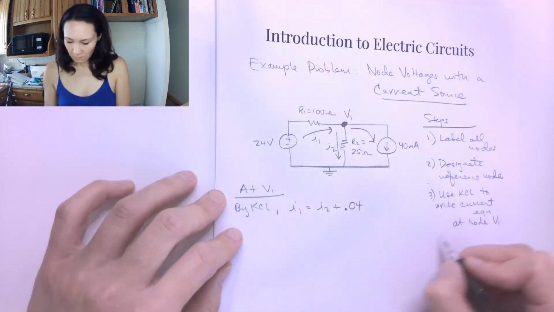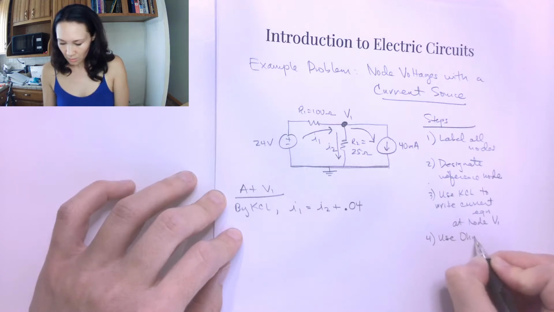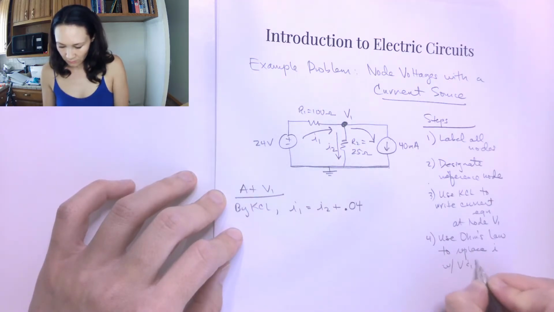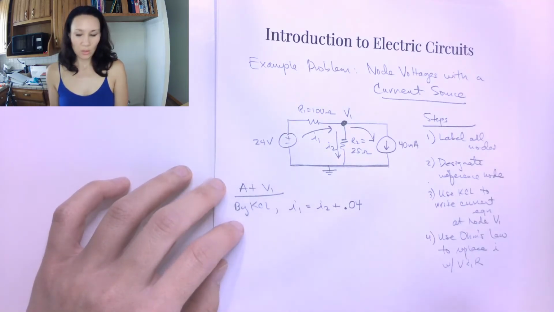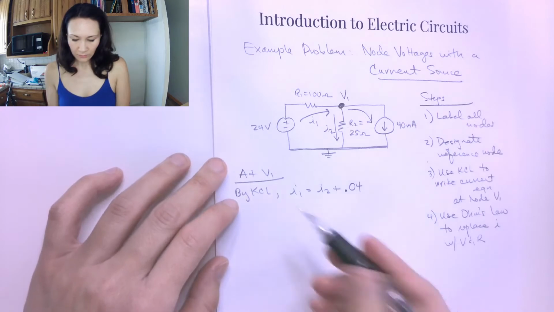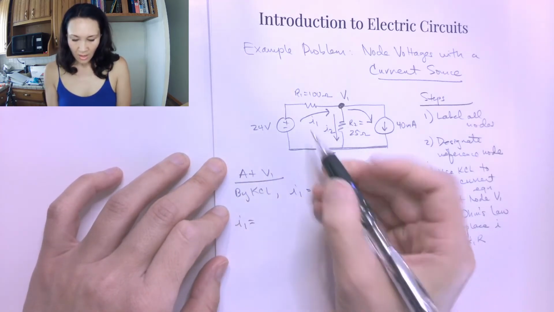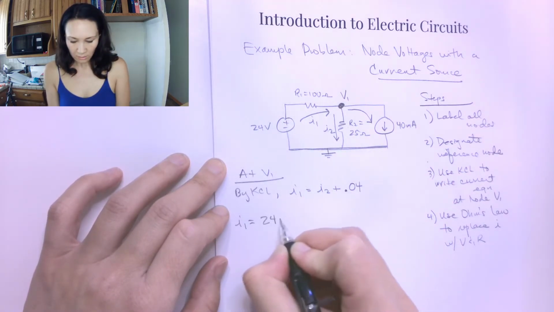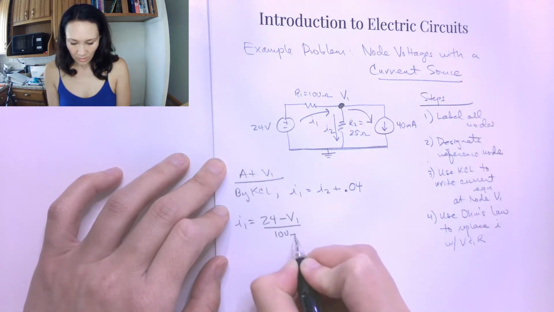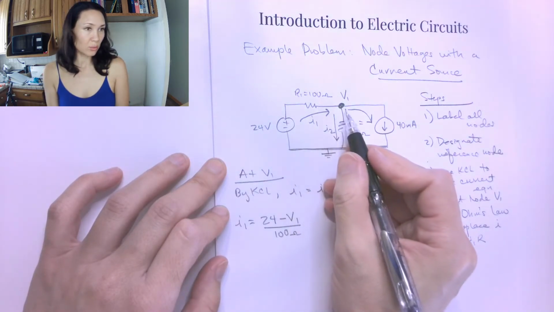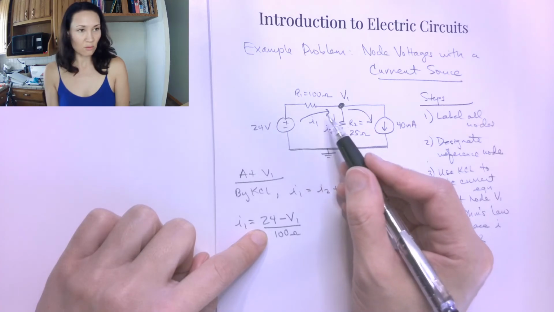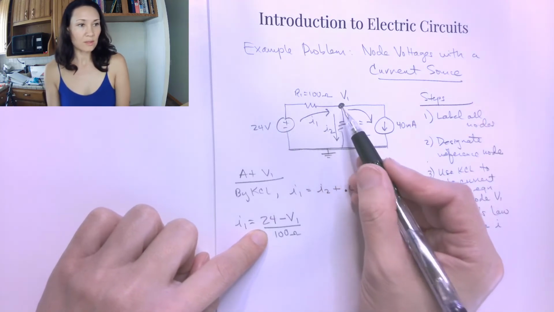Great, so then my next step is I'm going to use Ohm's law to replace the current in my equation with V and R. So I'm going to rewrite these currents in terms of voltage and resistance. So here's the substitution that we make. I1 we replace with the difference of nodes divided by the resistor between. So this is going to be 24 minus V1 divided by 100 ohms because we have a 100 ohm resistor between 24 and V1. I do 24 minus V1 instead of V1 minus 24 because this is the direction of my current. So I'm starting here and going towards V1.